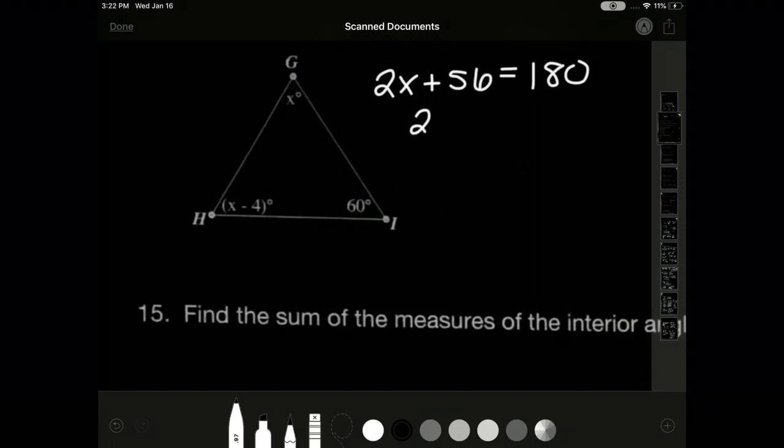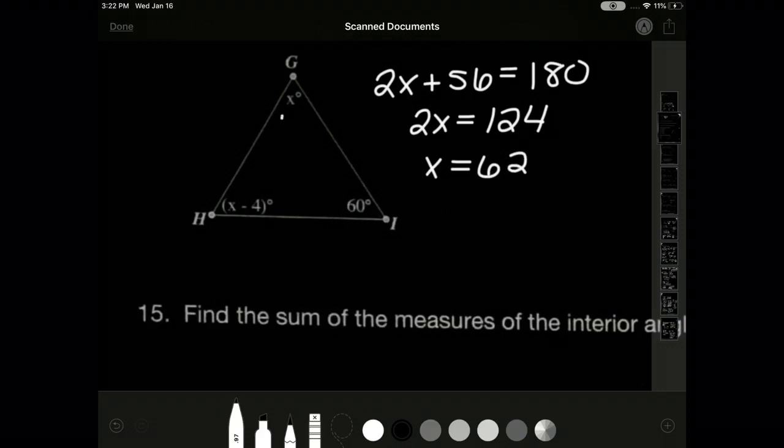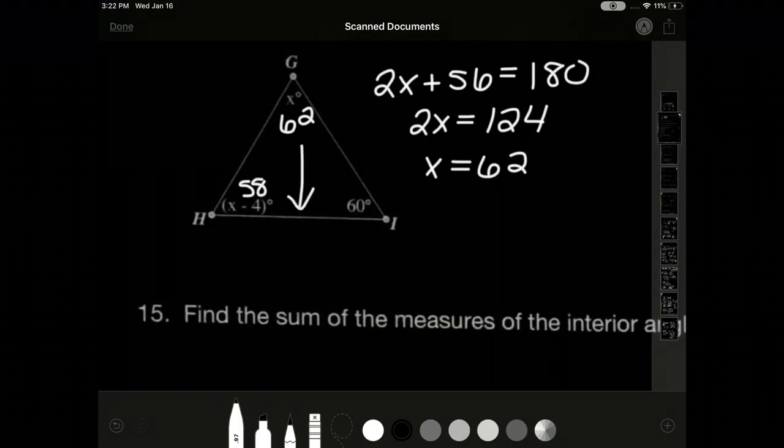And then we can subtract 56 and we get 2x equals 124. Then we can divide by 2, so we get x equals 62. So we can plug these in, where x is 62. X minus 4 is going to be 62 minus 4, so that's 58. So the biggest angle is 62, and opposite 62 is side HI. So therefore, HI is our longest side.